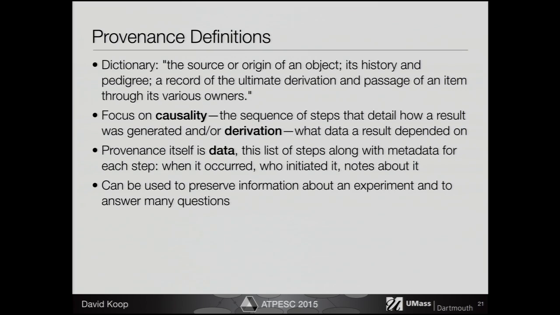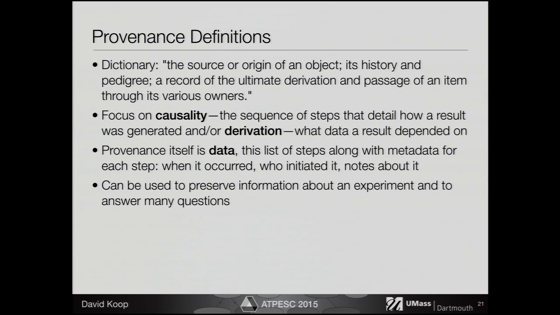Okay, so that's the scope of why I think provenance is important, and now I want to go into some of the details about provenance, what it is, what it looks like, how you store it. To begin, we can look at the dictionary definition, where we talk about the source and origin of an object, its history, its pedigree, this record of ultimate derivation. And I think there are two focuses in provenance: the causality, trying to see the sequence of steps that determined the final output, as well as derivation, right?